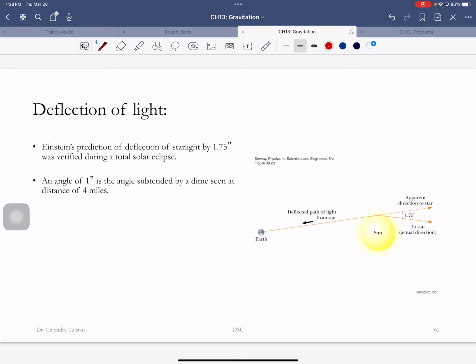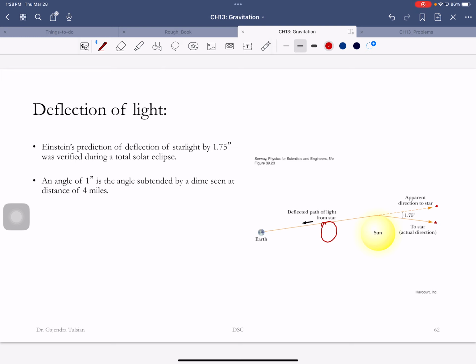Wait for a total solar eclipse. Get the moon to block that light. And then there was the star. There's the actual position of the star, and it appears in the sky over there. Well, how do we know that's the position of the star?